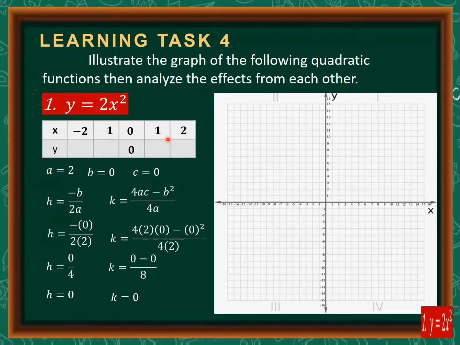Here, let us first plot it sa ating Cartesian plane. So, maliwanag ba yung Cartesian plane natin? So, these are the values. So, ang 0, 0, nasaan siya? Alright, so dito siya sa origin. This is the origin. So, we only need to plot the point. That is the vertex, which is equal to 0.